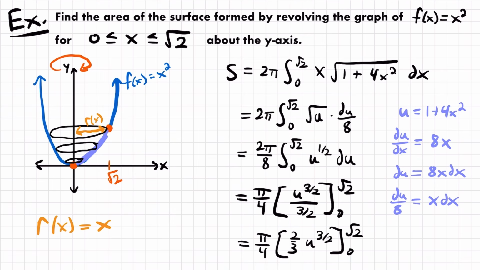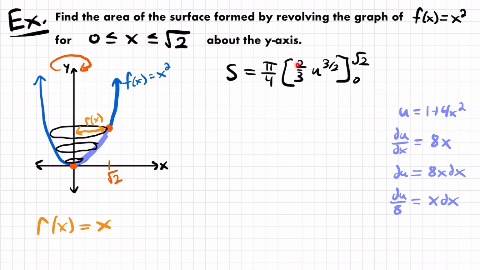And so now if I clean up my work, we can pull this 2/3 to the outside and then replace u with what we set it equal to. That way we can evaluate it at each of our bounds, which remember, these bounds are values of x, and so we cannot plug them into u. We need to rewrite u in terms of x first. Okay, and so this will be equal to pi divided by 4 times 2/3 times 1 plus 4x squared to the 3/2 power, evaluated from 0 to the square root of 2.